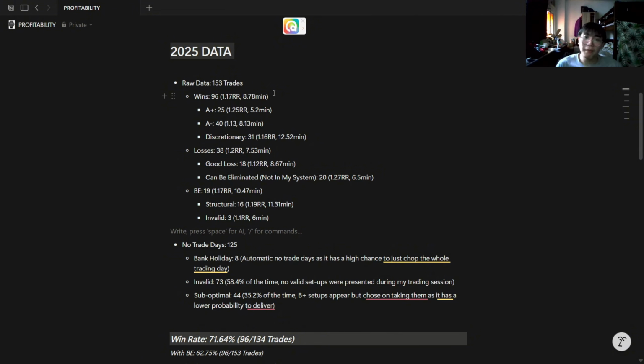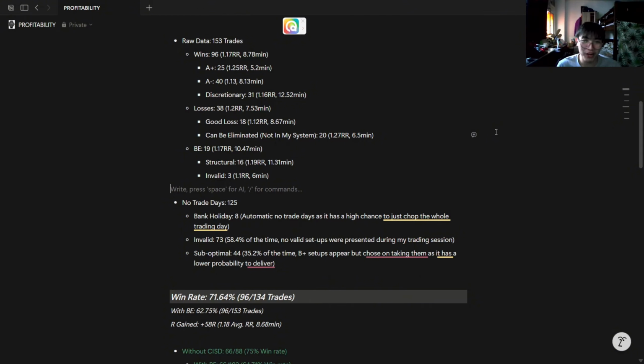So that's for my break evens, and no trade days. I journal bank holidays. Obviously, bank holidays are automatically no trade days. I think there's a high chance the whole trading day just chops, and that's just the truth. But recently, it's not been the case. But I'd rather not trade bank holidays. The banks are having holidays, so why would I, as a real trader, try to trade on those days?